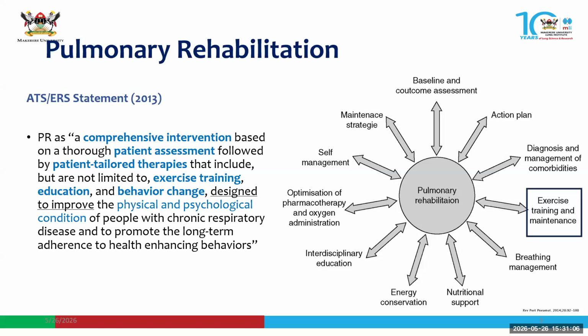That's number one. Number two, it is only offered when the patient goes through a thorough assessment, and that assessment will help you tailor the therapies to that particular patient. That will include exercise training, education, and behavior change, all designed to improve the physical and psychological condition of the people who are affected by chronic respiratory disease, including bronchiectasis.